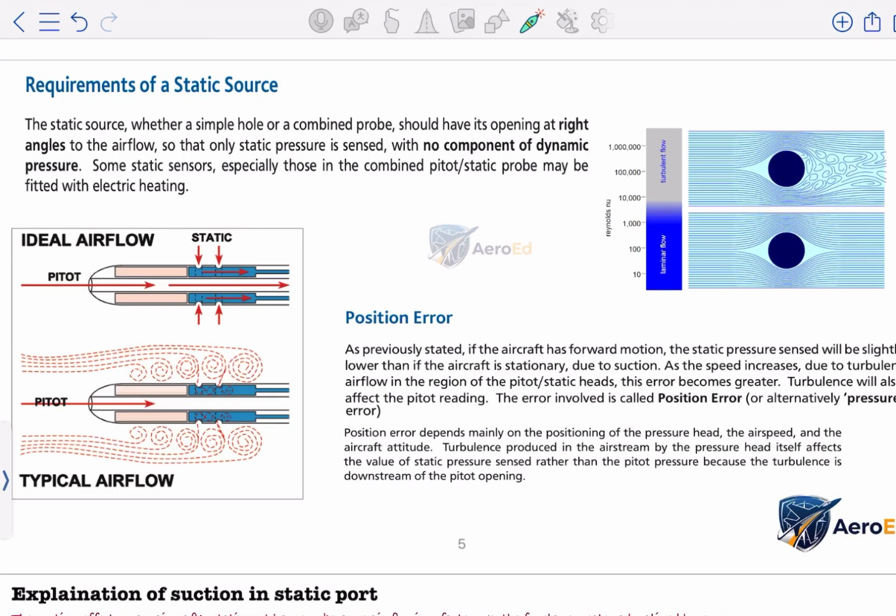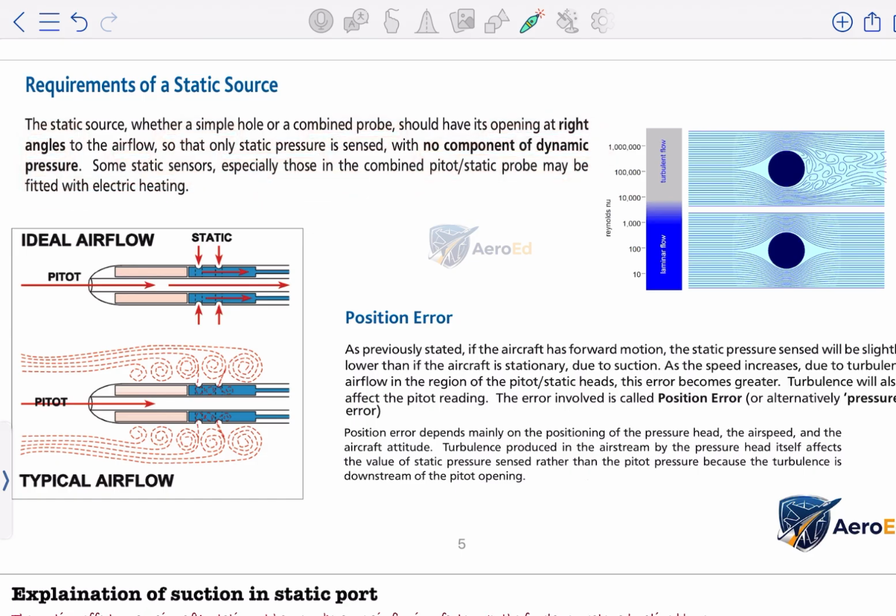Next we're going to study the requirements of a static source. The static source, whether a simple hole or a combined probe, should have its opening at right angles to the airflow, so that only static pressure is sensed with no component of dynamic pressure. Some static sensors, especially those in the combined pitot-static probe, may be fitted with electrical heating.